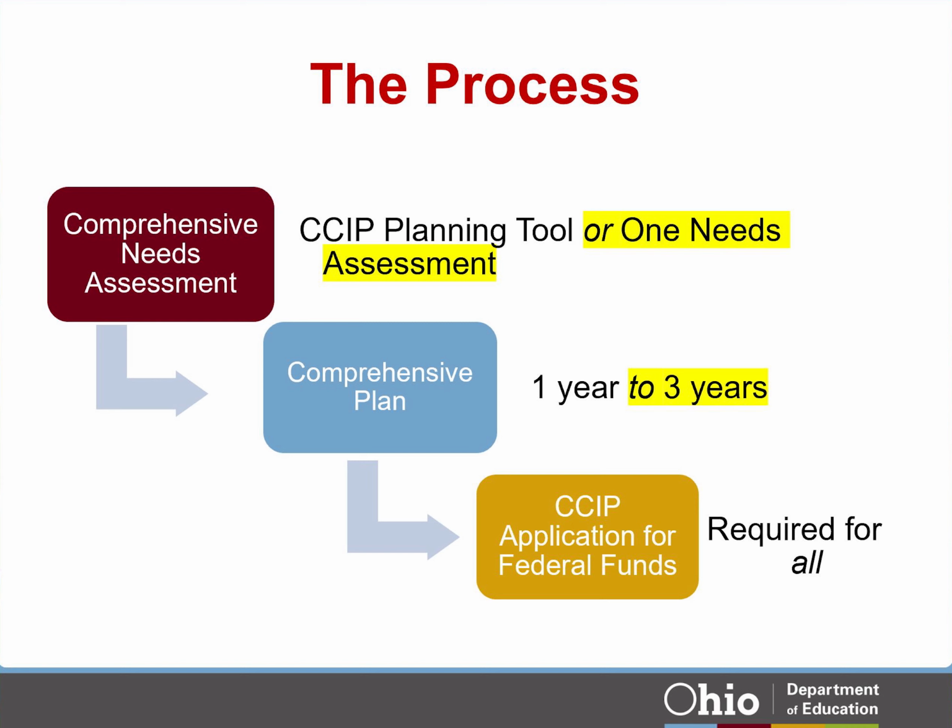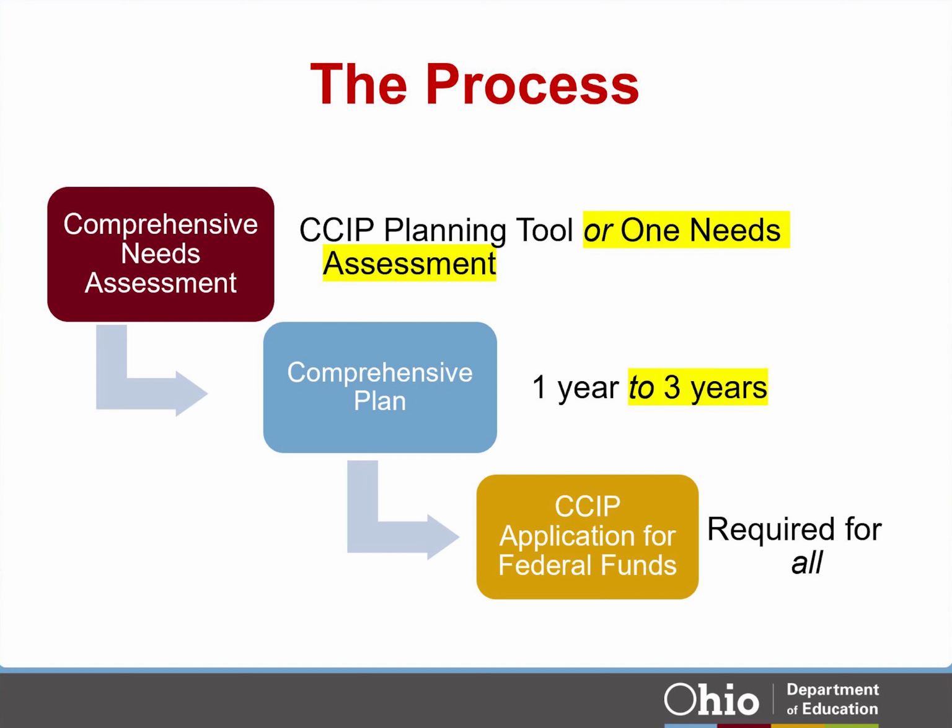All districts must complete a comprehensive plan that addresses the needs identified in their needs assessment. That plan will include SMART goals, evidence-based strategies, and action steps that are specific to the district and each building. Plans can be written for 1, 2, or 3 years, depending upon what cohort you belong to.